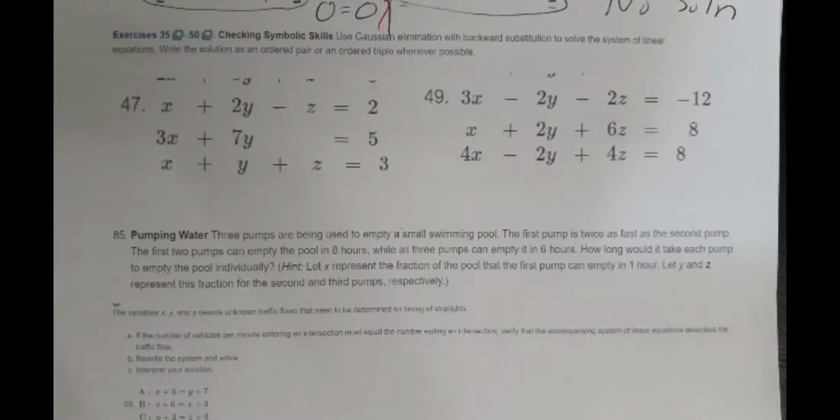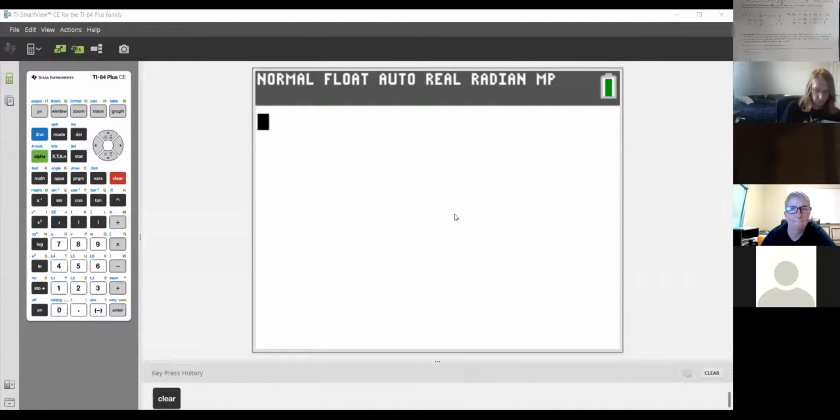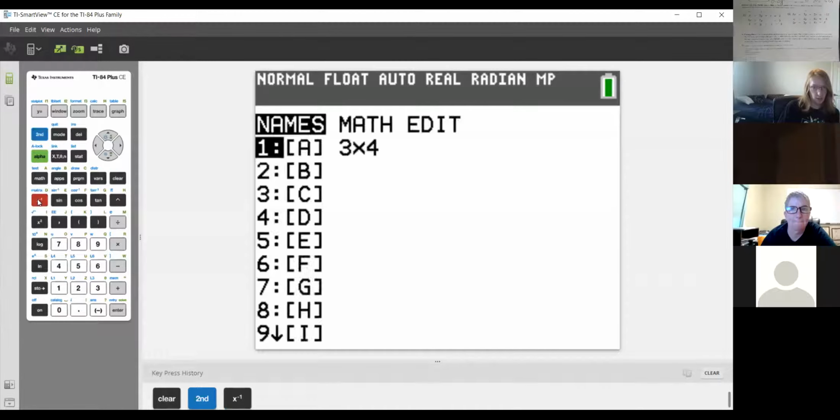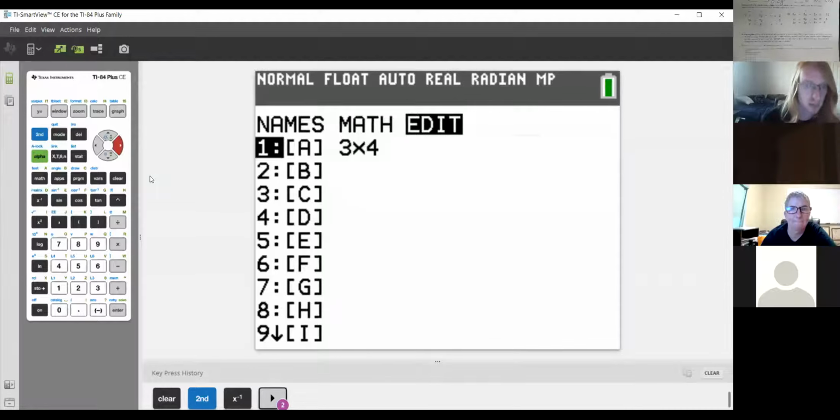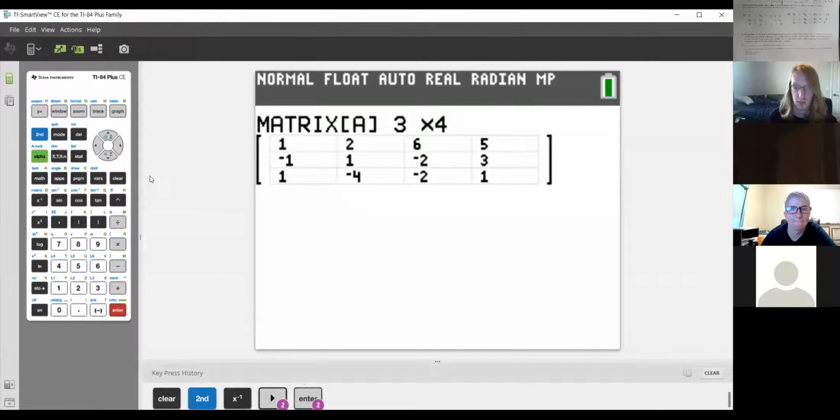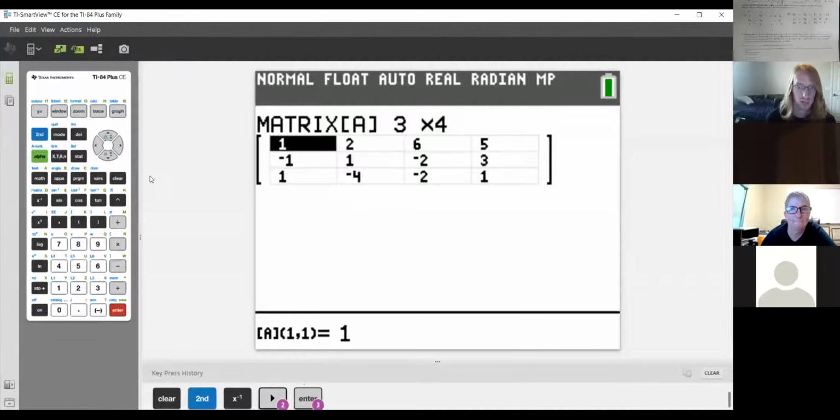Okay. Can you guys see my screen, hopefully? Yeah, we can see it. All right. So if I do second, I want to hit matrix, and I want to scroll over into the edit. I want to edit this 3x4 matrix.